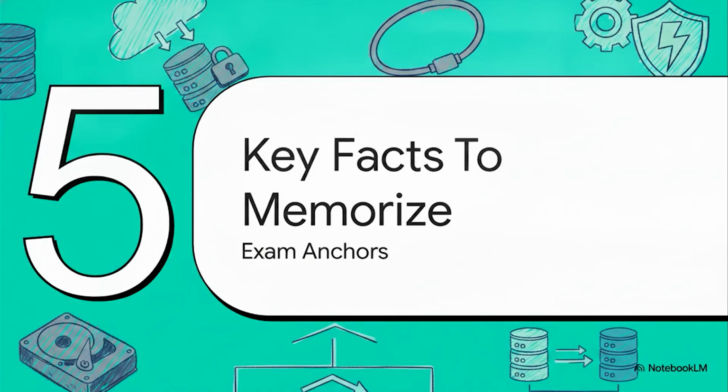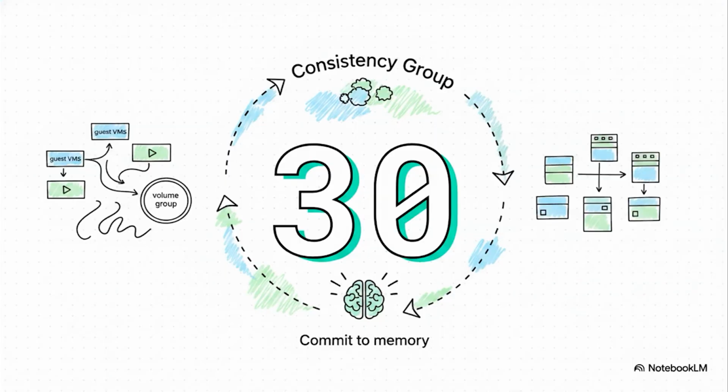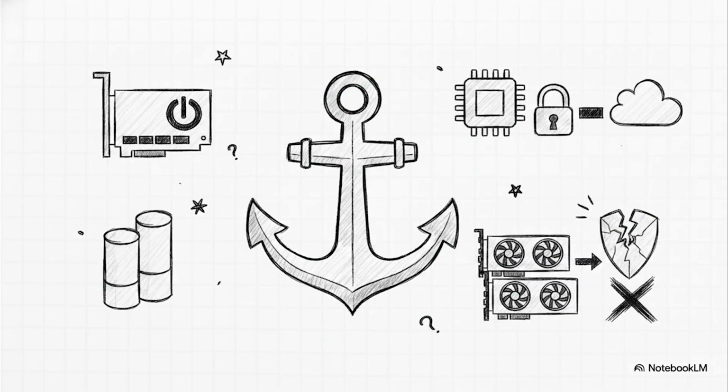And finally, Section 5, Key Facts to Memorize. If you remember only one number from this explainer, the crucial point to commit to memory is the number 30. 30 is the absolute maximum number of combined entities you can have in a single consistency group. So whether it's guest VMs, associated volume groups, or a mix of both, combined, they literally cannot exceed 30 within one CG.